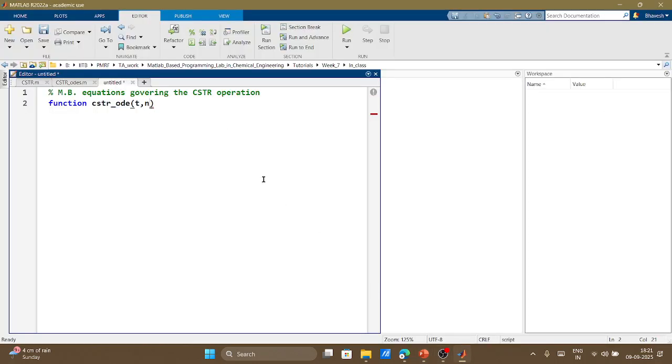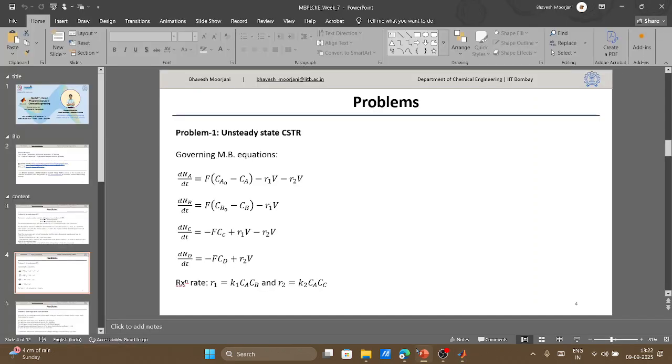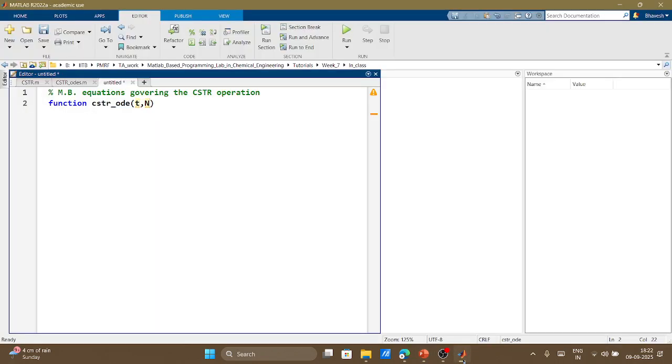So let's say I call it N, which is all the concentration part. So the concentration vector for CA, CB, CC and CD, right? Then I need feed flow rate, volume, K1 and K2. So feed flow rate, volume, K1, K2. These are the rate constants, right? So this is my CSTR ODE.